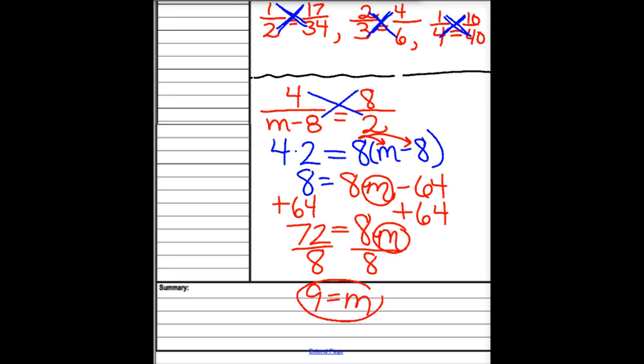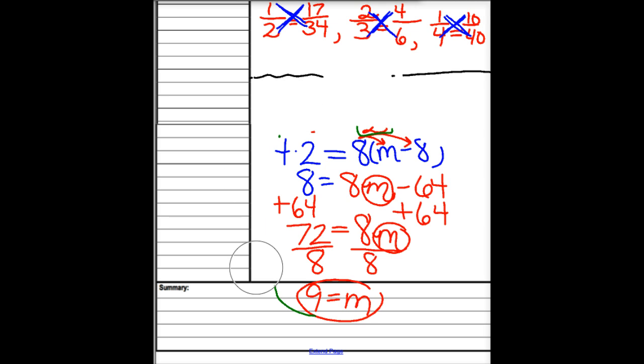Now these are always checkable because you could go right back up here and put this in for m and see if it does make 2 equal fractions. If I did 4 over 9 minus 8, I'd have 4 over 1, which is 4. Is that identical to 8 over 2? And the answer is yes. The left is 4 and the right is 4 when m is 9. Okay, so the answer is m equals 9.